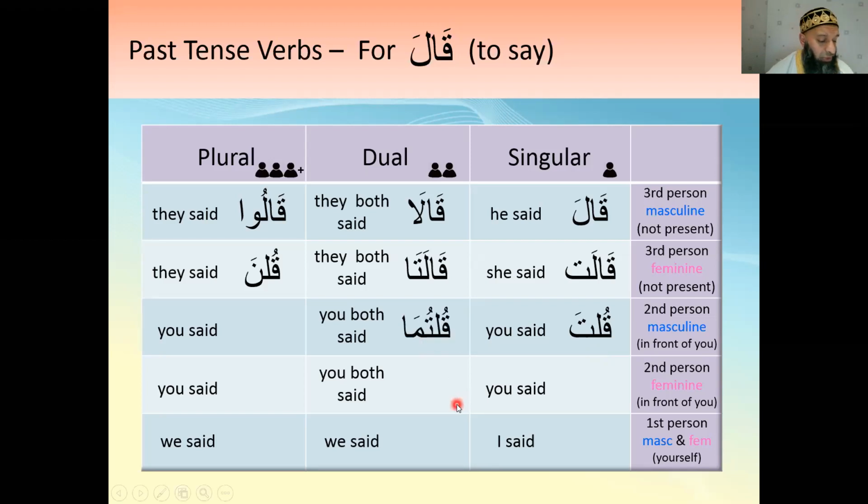Qultuma. Remember, what do we say in the other one? It's katabtuma. So just put tuma on the end of qulta. Qultuma. And how do you say this one? No, not qultuma. Exactly. You just put the tum on. Katabtum. It'll be qultum now.